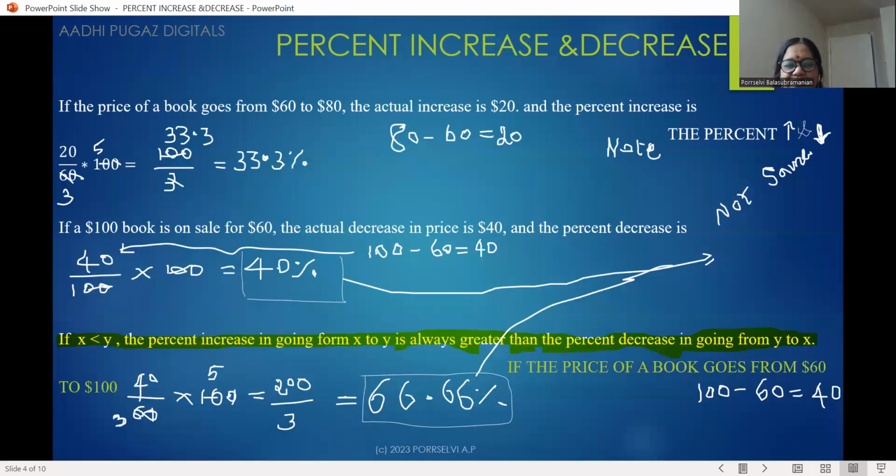Here, X is greater than Y. In this question, $100 is X and $60 is Y. The condition is X greater than Y. But in the other question, X is less than Y. So it means this value 66.66 is always greater than this 40%.